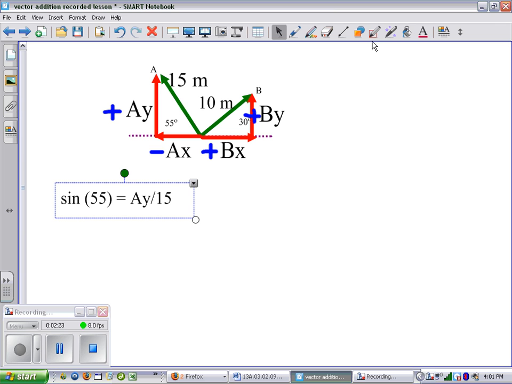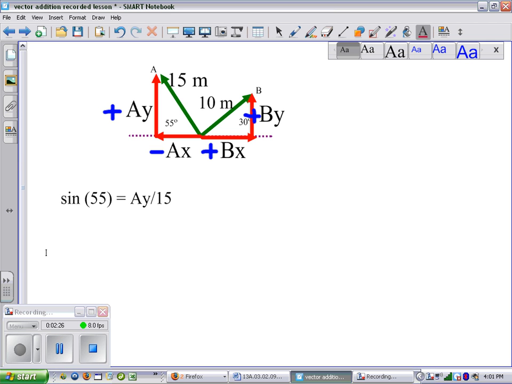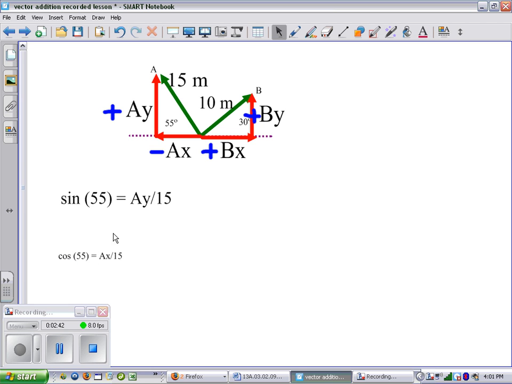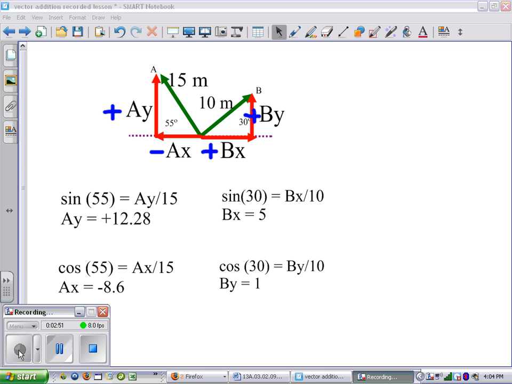I can do the same thing for side Ax using the cosine. Cosine of 55 equals the adjacent side, which is Ax, divided by 15. I will repeat the same process for the second vector. Now I have all four of my components, and both of these are positive. Bx is positive and By is positive, as we saw before.